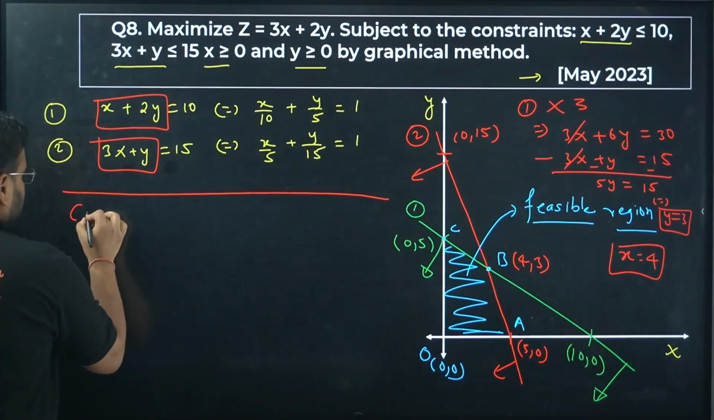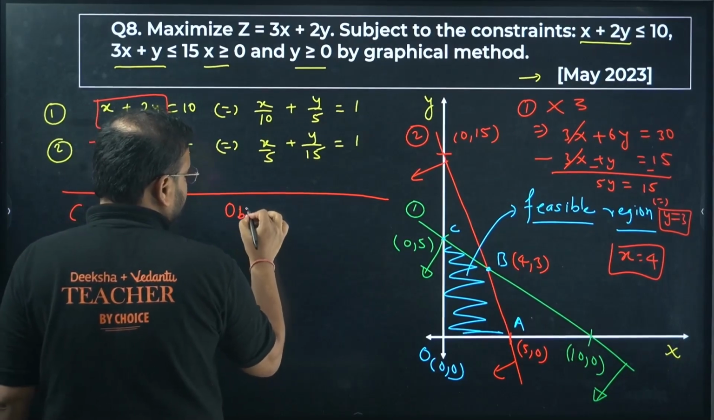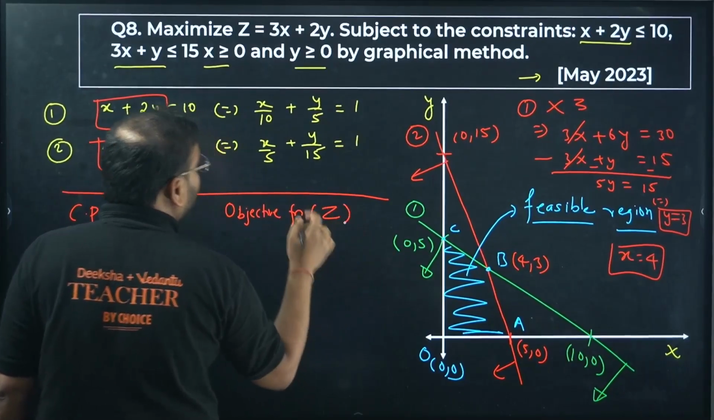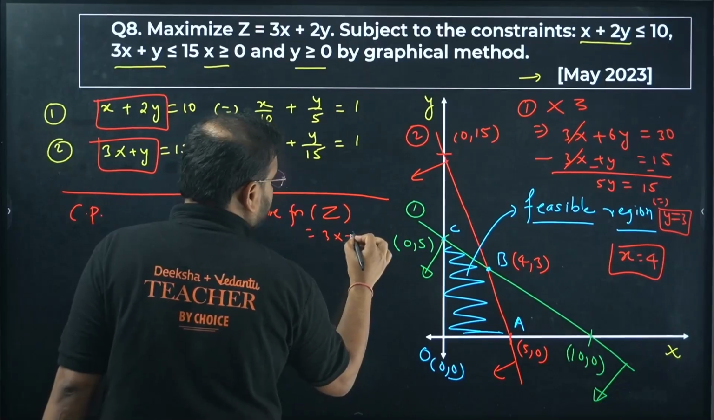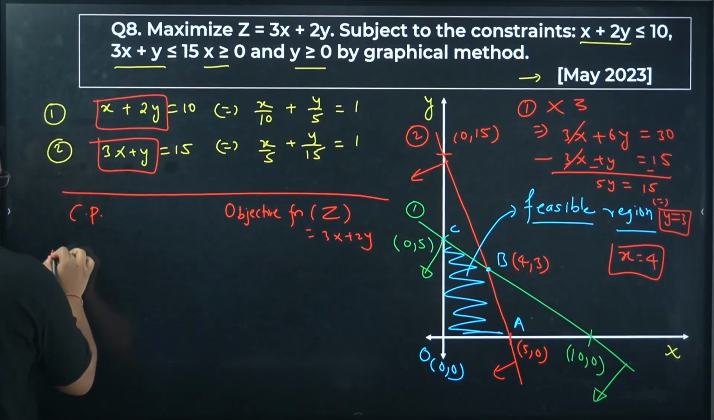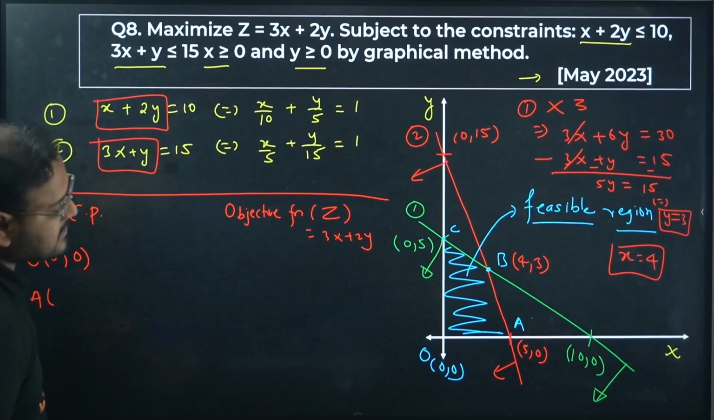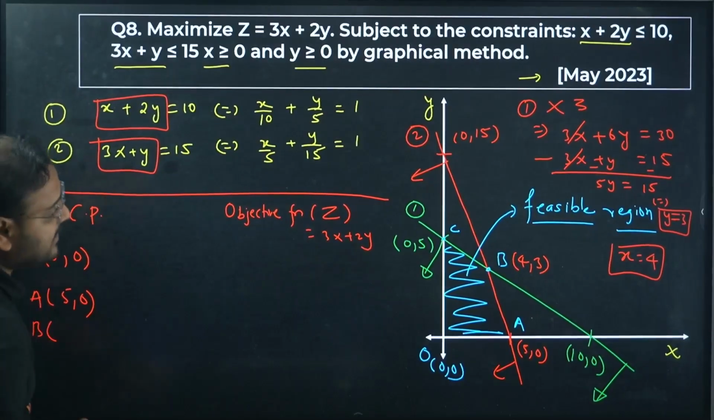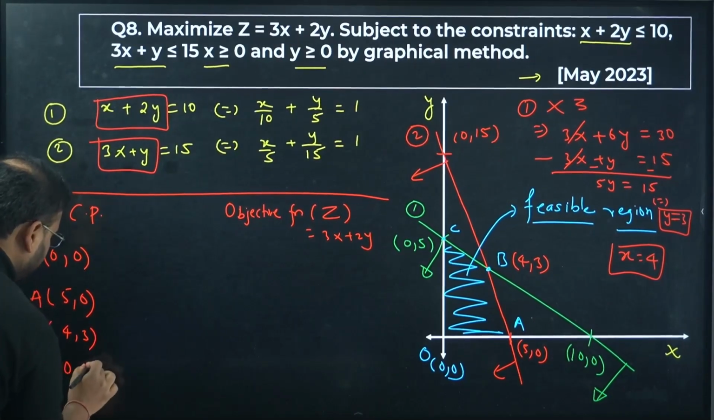Write the coordinate points on one side, and on this side, write the objective function. Okay, this is going to be my z. I'm looking to maximize it, so we'll write that as well. Z is going to be 3x plus 2y. The coordinate points: this is going to be 0, 0, the origin. A is what, beta? A is 5, 0. B is what, sir? B is 4, 3. And C is 0, 15.